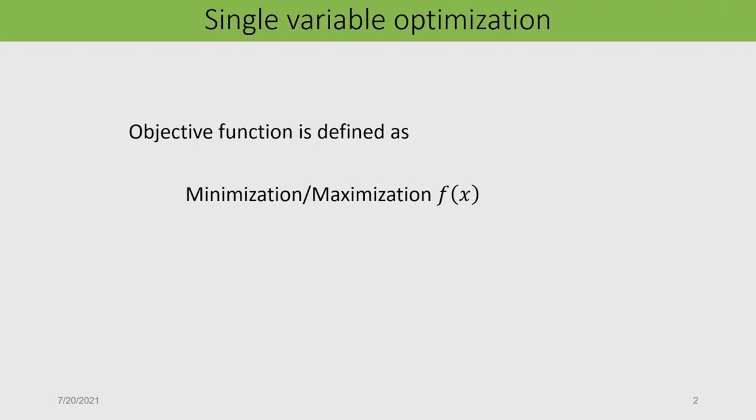Let us consider a single variable optimization function. We are not considering any constraint here, so in that case we call it an unconstrained optimization problem. We have only the objective function f(x). This objective function can be a minimization function or a maximization function. Here we do not have any constraint, so this is an unconstrained optimization problem, and we are only considering one variable, that is single variable, and therefore this is a single variable optimization problem.